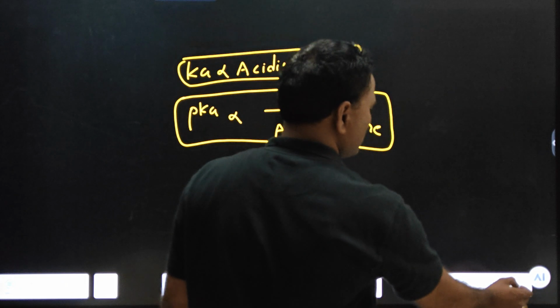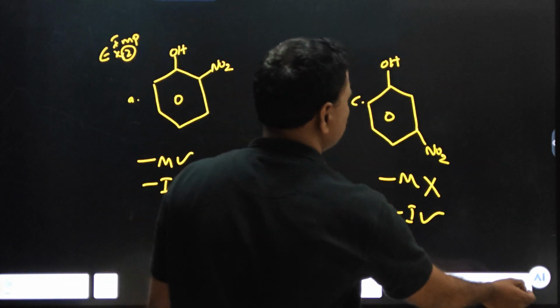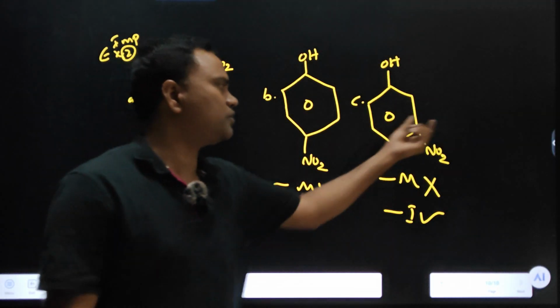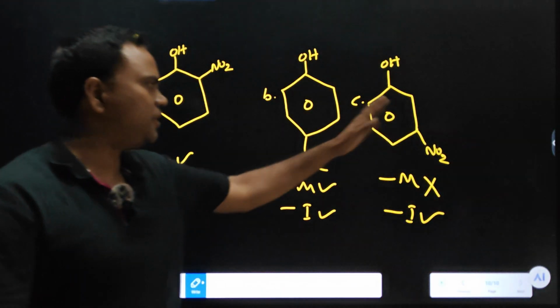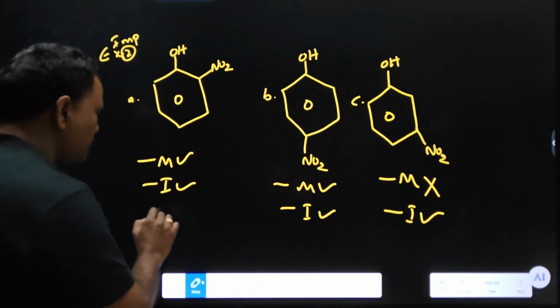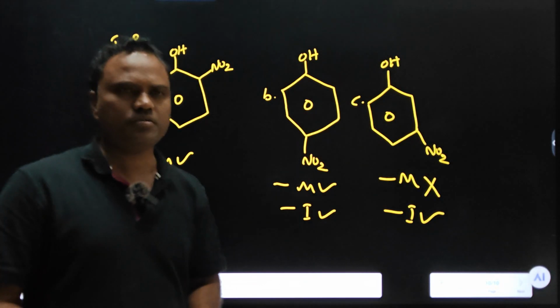But here minus M is absent. Why is minus M absent? Because NO2 is in the meta position. So eliminate this. This is least acidic. Now the problem is with these two only. In these two, which is more acidic?